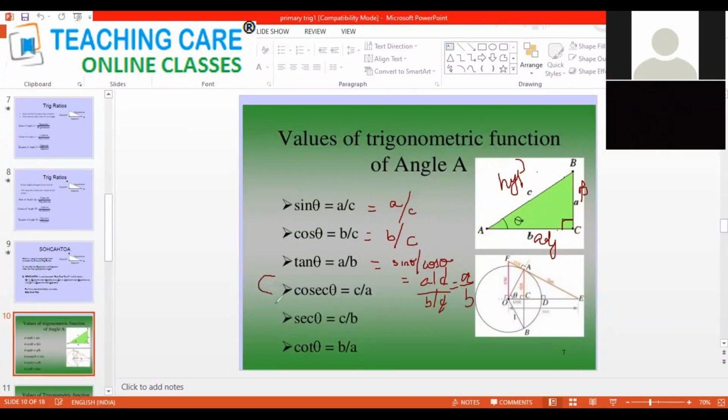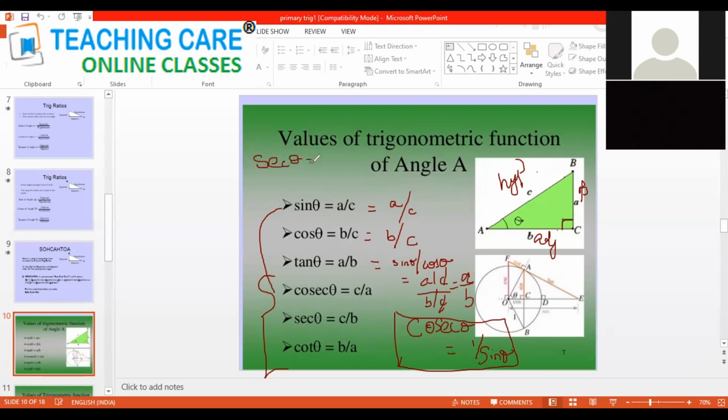Now, coming to the other three. Cosecant theta is nothing but 1 over sine. Understood? The formula for cosecant theta is the reciprocal of your sine. You have to relate this with this. That's why, since sin theta is A over C, cosecant of theta will be C over A. Then you will be having secant of theta.